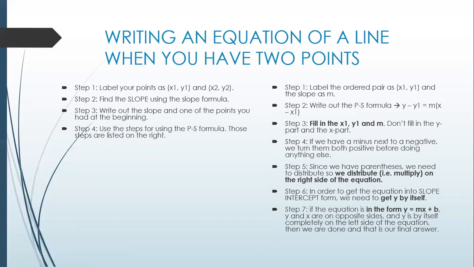These are the basic steps. You label your points, you find the slope, you write the slope on one of the points, and then you go through the point slope formula. This is sort of like the comprehensive list of things. I'll go through a problem and I'll show you that it's pretty simple. But that's kind of a comprehensive thing if you just ever get lost and you're like, well, what's my next step? These are your steps right here.